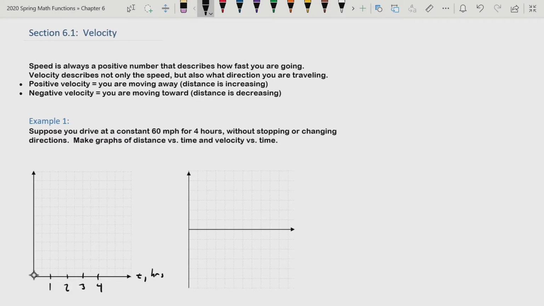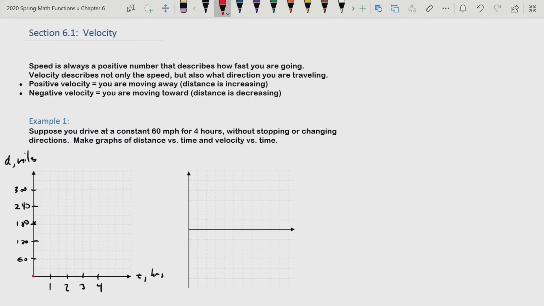And we'll look at the distance that we're going. Maybe I'll go 60, 120, 180, 240. This is going to be the distance. We'll call it D, and we'll make that in miles. So this is the distance from where you start. So at the beginning, where you start, the distance is 0.